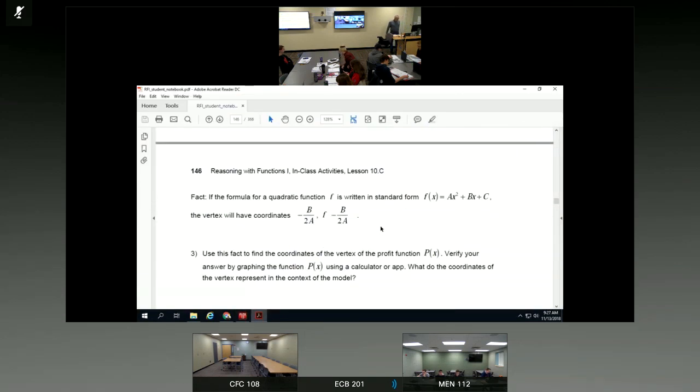Fact. If the formula for a quadratic function is written in the form f of x equals ax squared plus bx plus c, the vertex will have the coordinates negative b over 2a and f of negative b over 2a.